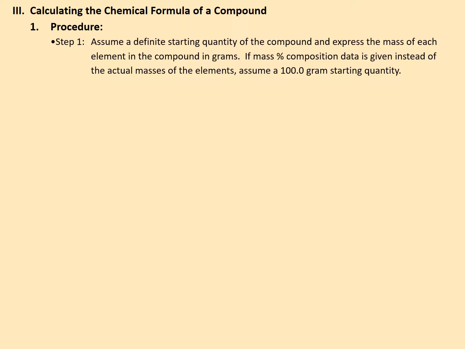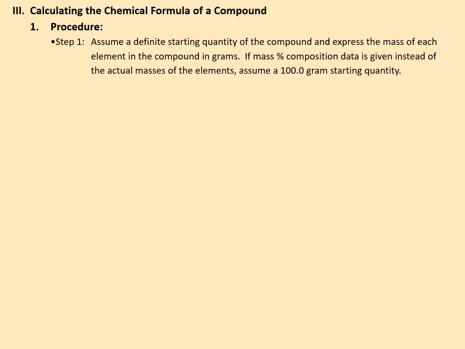So in that case, go ahead and assume any starting quantity you want. I say here assume a 100 gram starting quantity because that allows you to convert a percent into grams very easily. Since it's only the ratio of masses that counts, it really doesn't matter what starting quantity you use. So make your life easy, assume a simple value like 100.